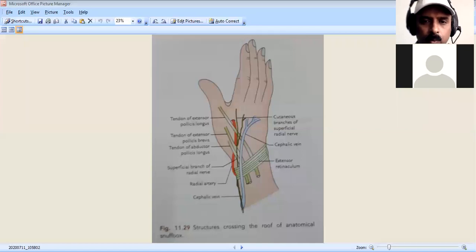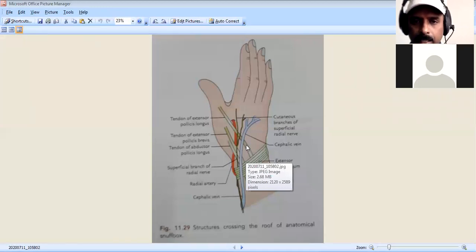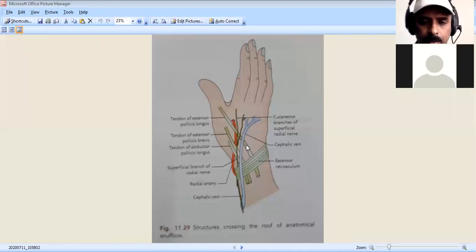In this, you have to know what the anatomical snuff box is. It is a triangular depression on the lateral side of the wrist. On the lateral side of the wrist joint there is a triangular depression that we call the anatomical snuff box. This is very important. You have to know it in the diagram.